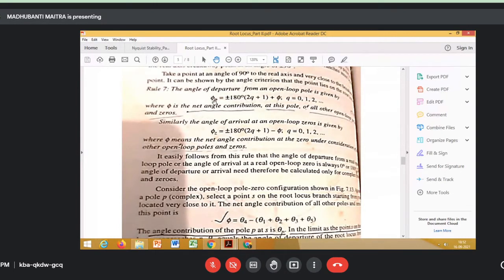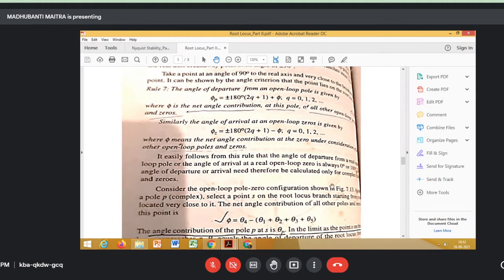So the angle of departure from an open loop pole is given by phi p is equal to plus minus 180 degree (2q plus 1). Now we will compute angles of departure only for complex open loop poles. We'll come to this particular equation after we discuss this one.